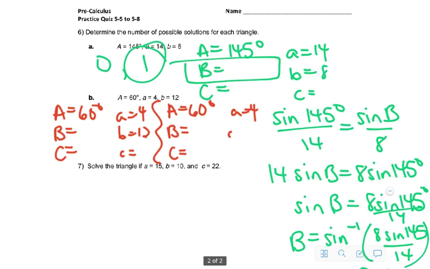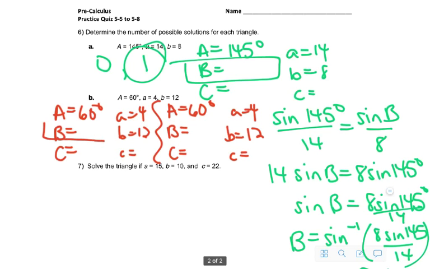Now, the nice thing about no solution is you're going to know in the first step if there's no solution or 1 or 2 solutions. Because in the first step, if you get an error message on the calculator, that means that there's no solution and you're done with the problem. You don't have to do any more work. You can't do any more work.